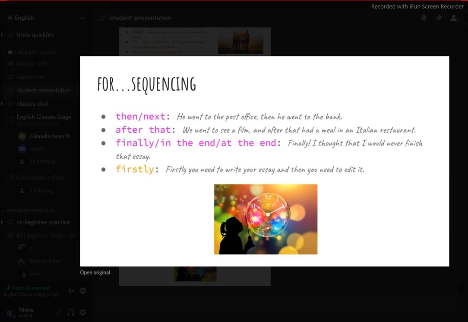Well, here we have those words that are used for sequencing. So imagine we have to tell a story. We have to write a story. So we have to say something about the past, tell something about the past. For doing this, we can use these words.